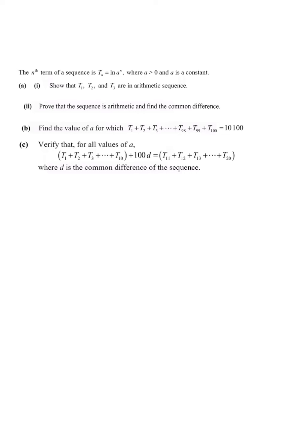In this question, we're told the nth term of a sequence, Tn, is equal to ln a to the power of n, where a is greater than 0, and a is a constant. For part A, part 1, we need to show that the first, second, and third terms are in an arithmetic sequence. So for this one, let's just start by subbing in 1.